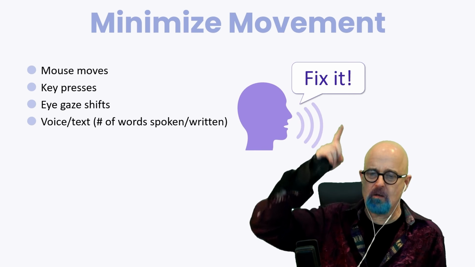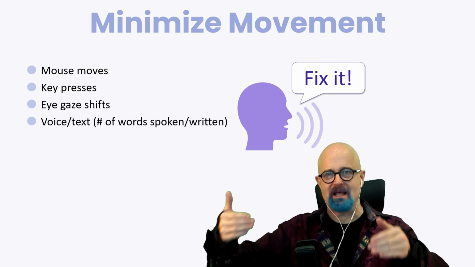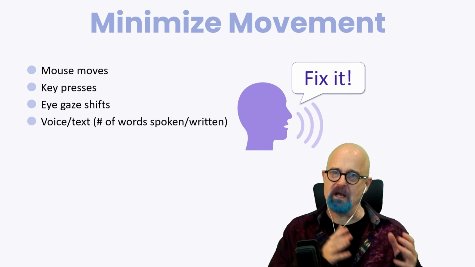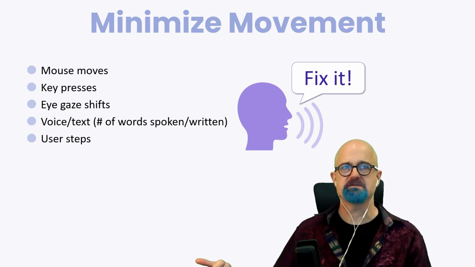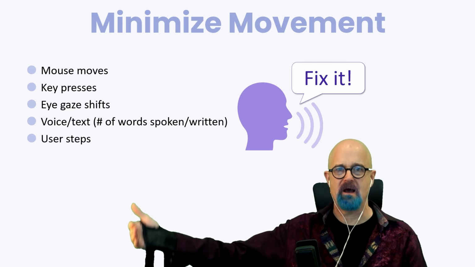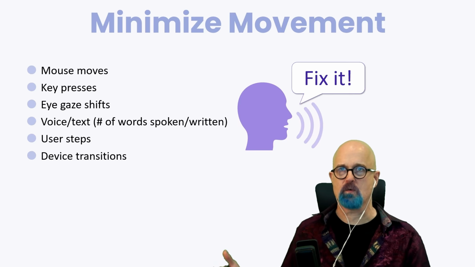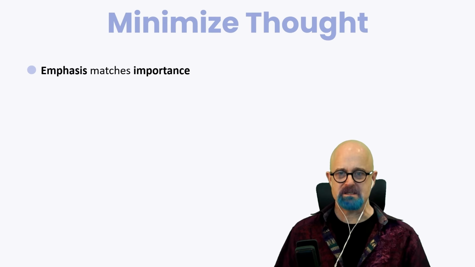How can I get there? By having a rich context that I'm supplying to AI. That's why it's so important to be able to know where you are in the application and not have a dedicated window. User steps, we want to reduce the number of steps that it takes to get something done. Device transitions, going from the keyboard to the mouse or the mouse to the keyboard, we want to reduce those transitions as well.